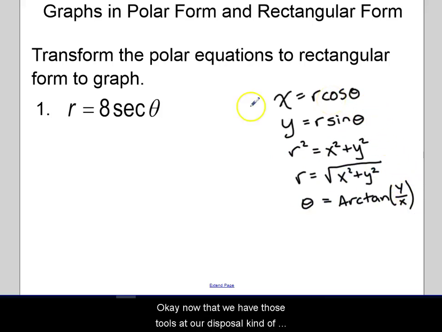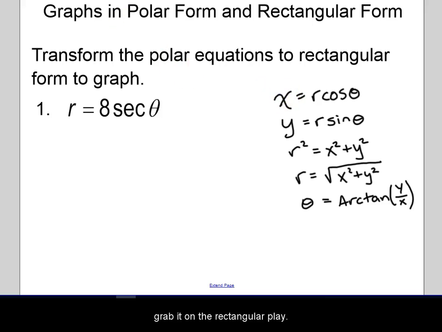Okay, now that we have those tools at our disposal, written over in our margin here, we can see what we can apply here. We're trying to convert this r equals 8 secant theta into something with x's and y's, so we can graph it on the rectangular plane. I don't see anything with secant in our formulas, but I do see something with cosine, which is related. So maybe what we can do is rewrite this as r equals 8 over the cosine of theta, because that is the reciprocal of secant.